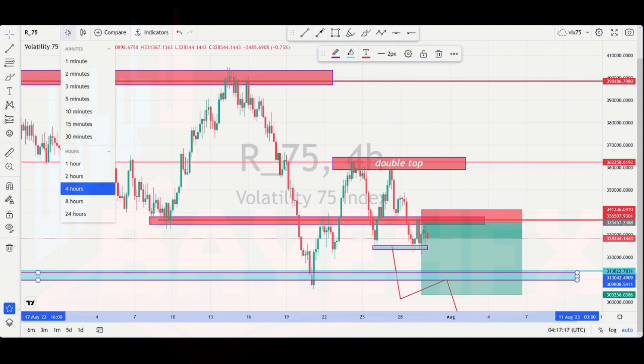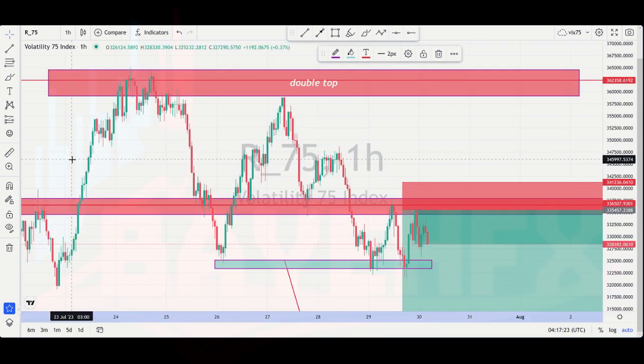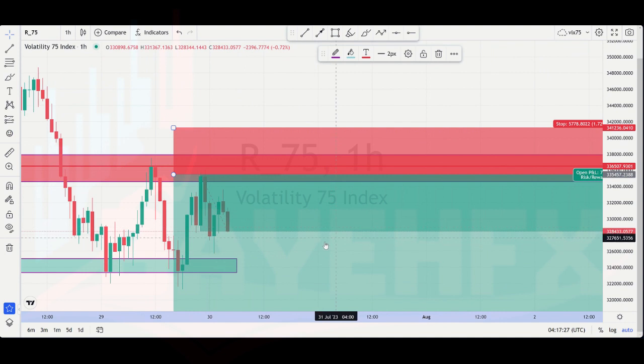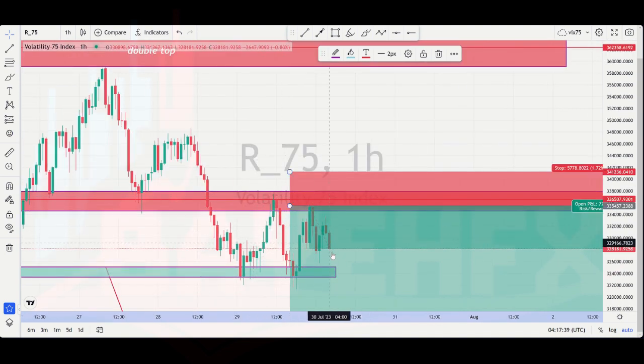So let's go down to the smaller time frame, like the 1 hour, so you could see how the candle movements are. As you can see, I think we got another confirmation here. This is a rejection and this is another rejection, giving us a kind of double top, because this is a double top rejection around this particular zone here. So we are expecting the market to sell more to the downside.